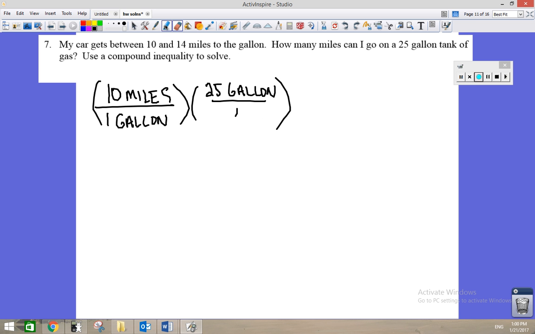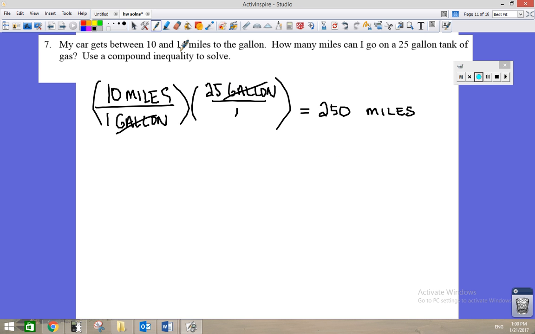Now, if we look at the units, we have gallons in the numerator and gallons in the denominator, and we can cancel those. So if we multiply the 10 times the 25, we get 250, and that represents 250 miles that we've traveled when our gas tank was filled to 25 gallons.